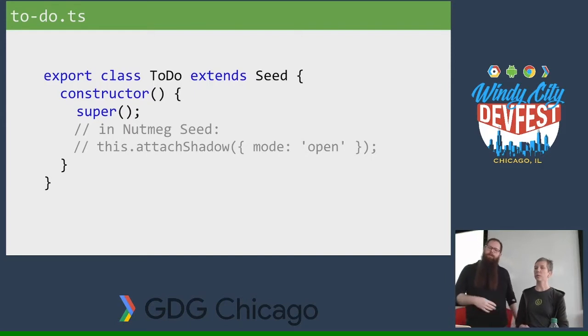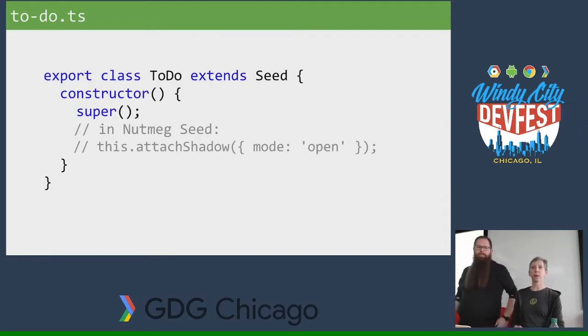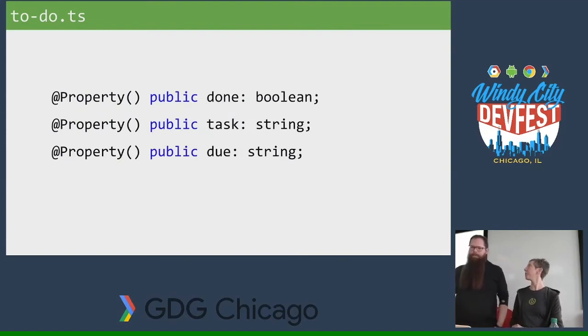For example, here in the constructor, Nutmeg will automatically attach a shadow DOM so that all of your JavaScript and HTML and styling is scoped from the outside world and is generally safe from being influenced in ways that you don't want it to be. And that's one of the little bits of boilerplate code that you don't need to write, that's already there for you.